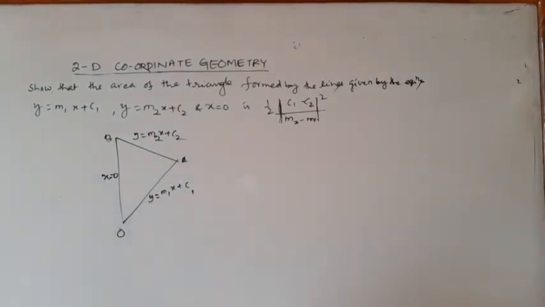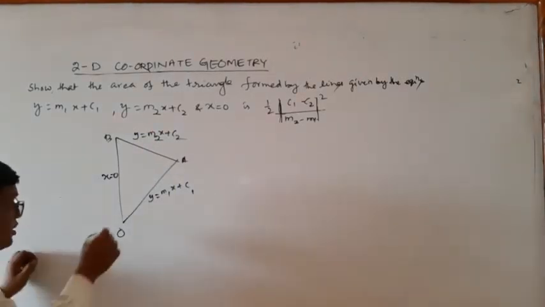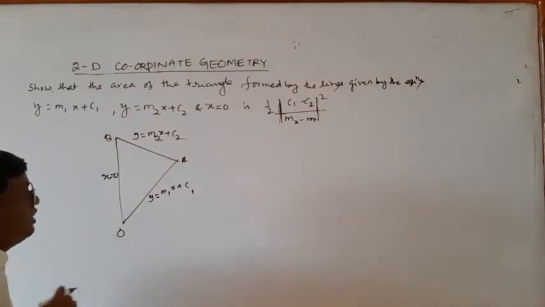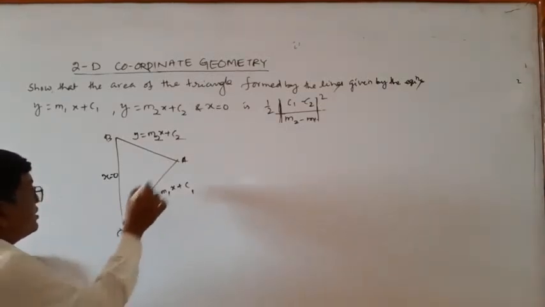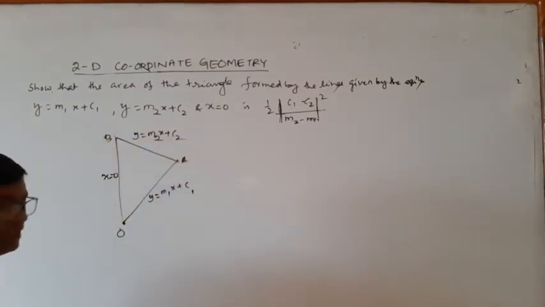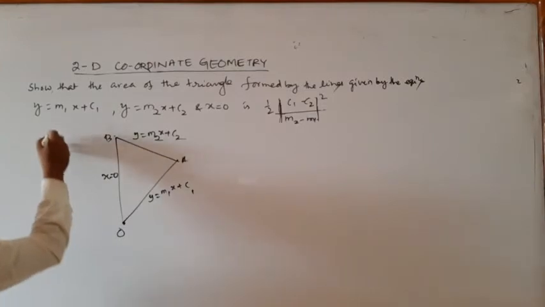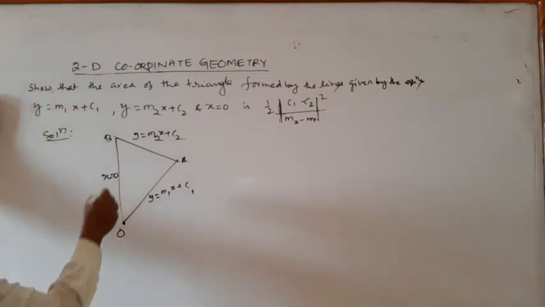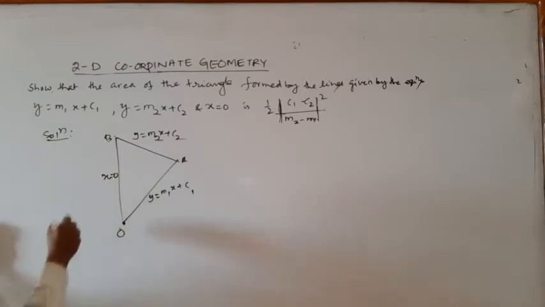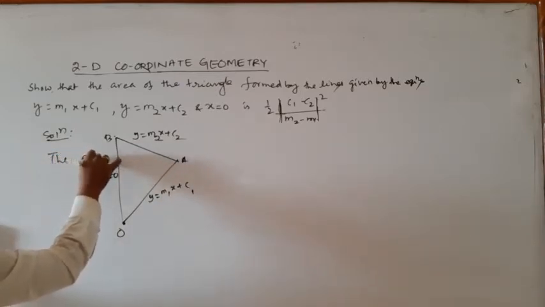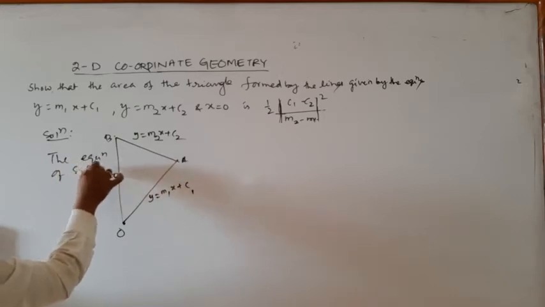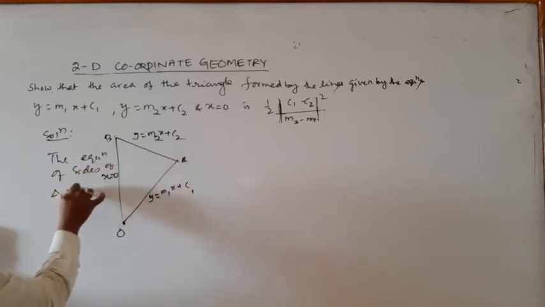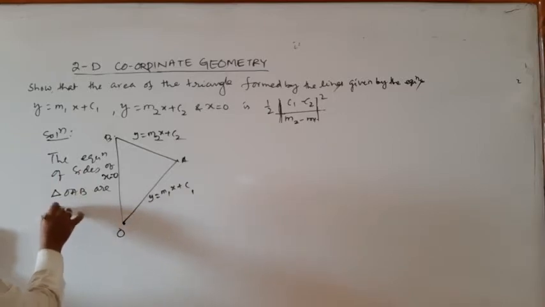Now to find the area of the triangle, the vertices are required. To find the area of the triangle, the vertices are required. The equations of the sides of triangle OAB are given in the figure.